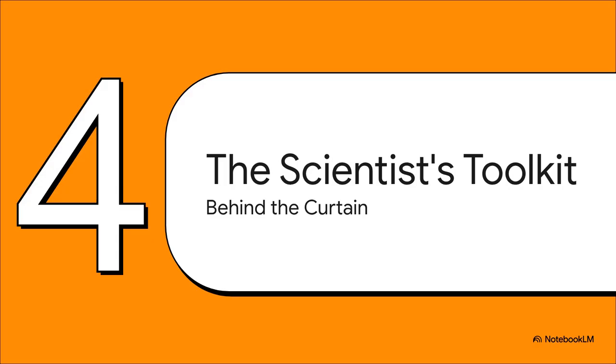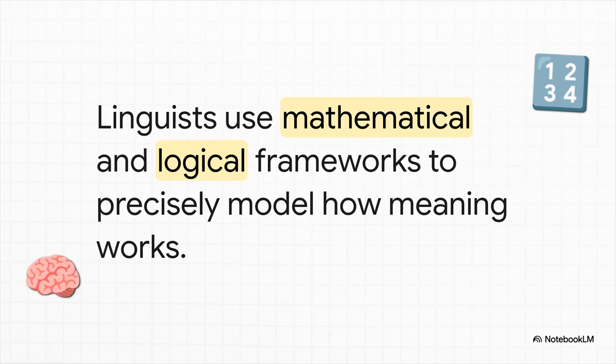Now you might be thinking, wow, this sounds incredibly complex. And you know what? You'd be right. So let's take a quick glimpse behind the curtain at the powerful tools that language scientists actually use to figure all this stuff out. So, to get a really precise handle on all this stuff, context, vagueness, these dynamic updates, linguists and semanticists don't just sit around and guess. They use incredibly powerful mathematical and logical frameworks to build these formal models of how meaning actually works.